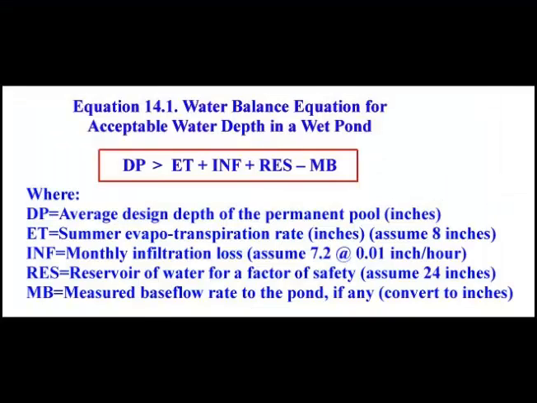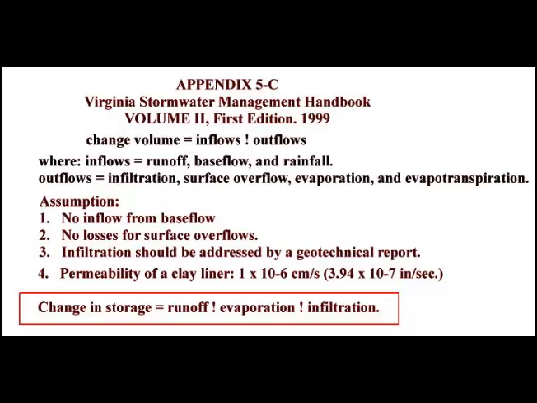A water balance calculation must be performed to assure that the constructed wetland can be supported by runoff from the contributing drainage area, and to assure the deep pools will not go completely dry during a 30-day summer drought. Equation 14.1 of the DCR specifications gives a simplified water balance equation for acceptable water depth in a wet pond. The program uses the more rigorous analysis, as given in Appendix 5C of Volume 2 of the DCR Stormwater Management Handbook. The maximum drawdown due to evaporation and infiltration is checked against the anticipated inflows during that same period.